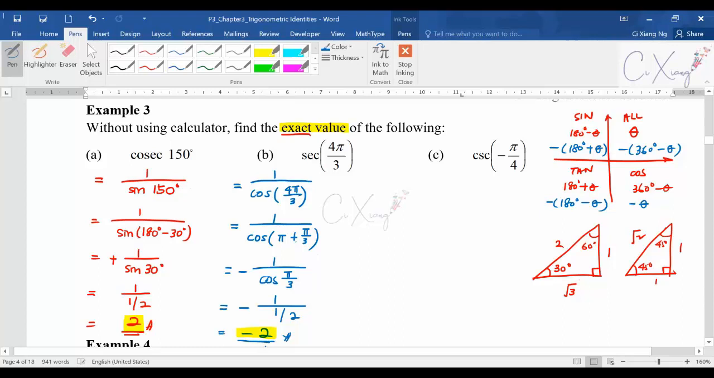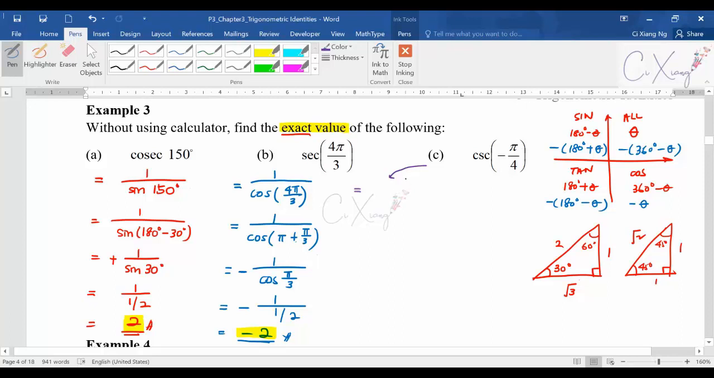Alright, so this is how we do it. Hopefully you can recall a bit, if let's say you already forgot. Okay, then now we go for part number C. For part C, again, they want to get cosecant negative pi over 4. Maybe you can pause the video here and try on your own first and see whether you can get the answer correctly or not.